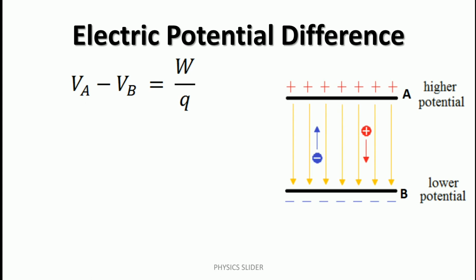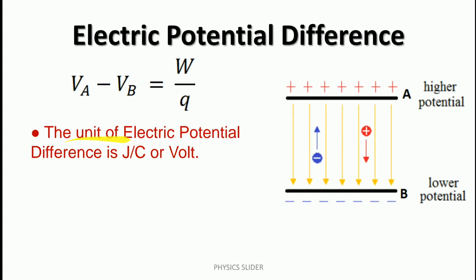Now let's talk about the unit. The unit of electric potential difference is joules per coulomb. The unit of work done is joules, and the unit of electric charge is coulomb. So the unit of electric potential difference becomes joules per coulomb, or this joules per coulomb is called volt.